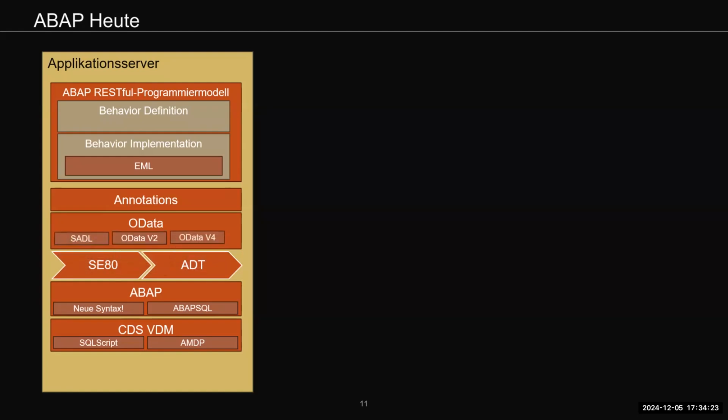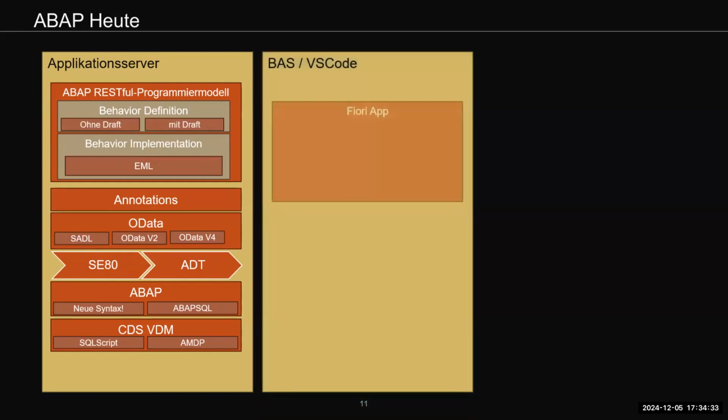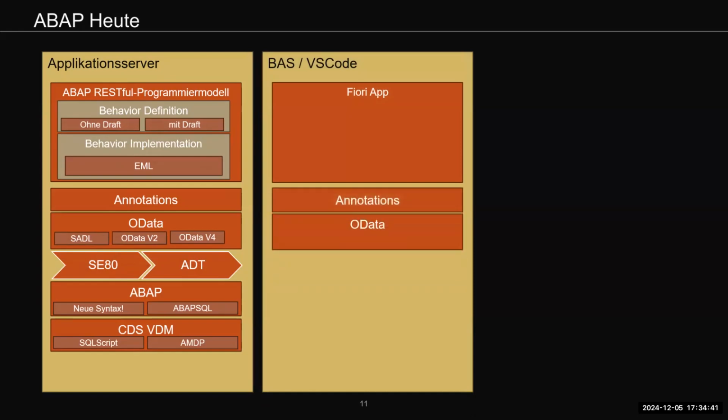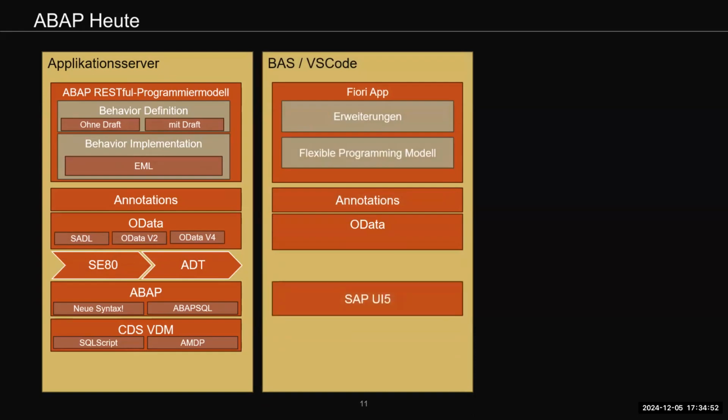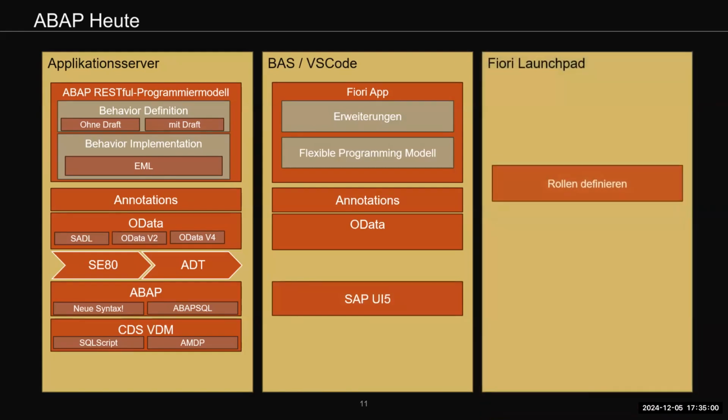And OData with OData v2, SADL, OData v4, everything now becomes important for an ABAP developer. And also the new stuff for doing the front end, not the classical Dynpro. We're switching to Fiori and the Fiori apps based on OData annotations. We have to learn how to enhance a Fiori application and perhaps also use the flexible programming model and all this front-end stuff based on SAPUI5. So also some new stuff for the developer to learn.